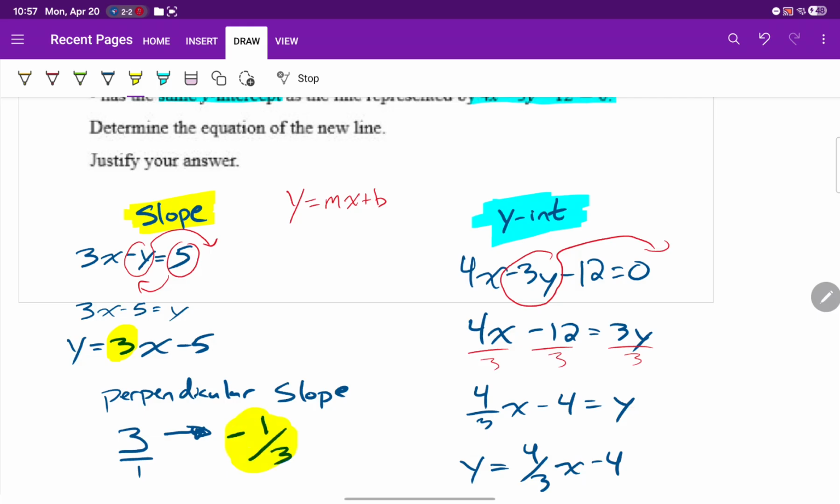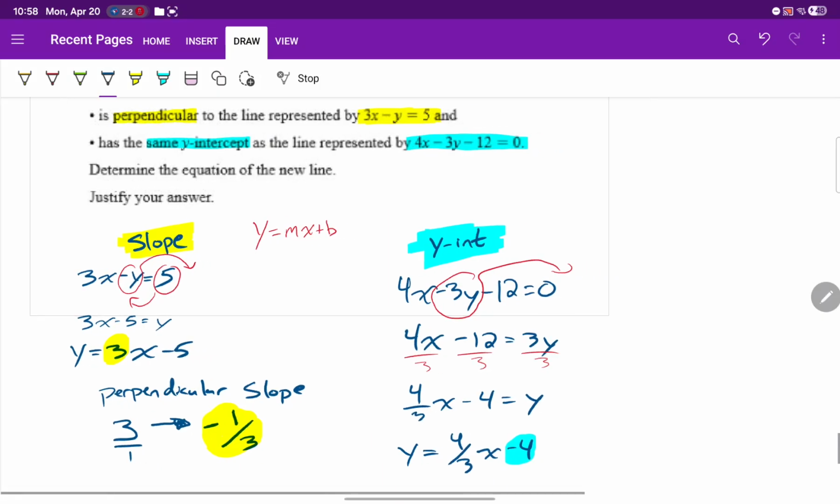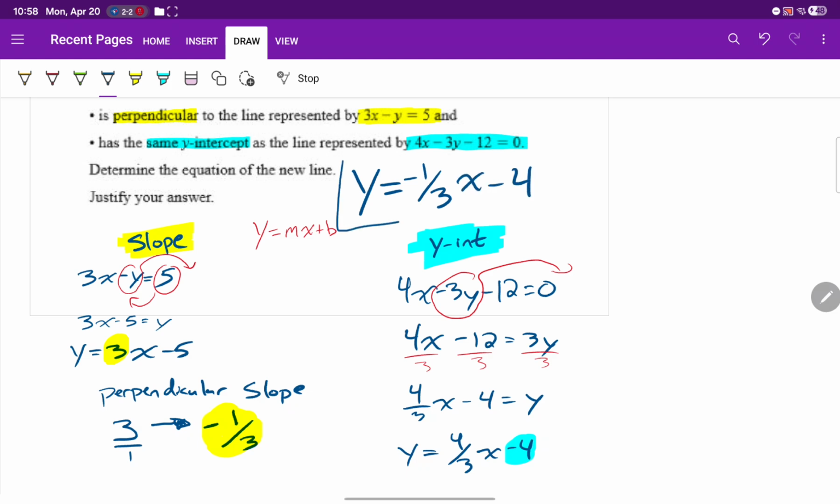The next part says the y-intercept is the same. So I'm going to look at the y-intercept from my second equation, which is -4. And so I should be able to write out the equation for this new line. It is going to be y equals -1/3 x minus 4. And that's your equation of the line.